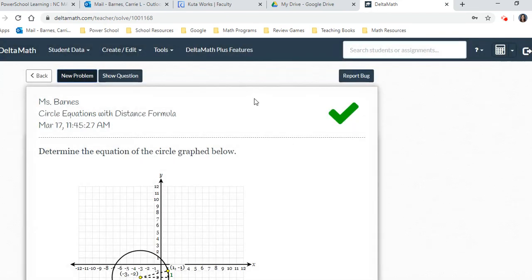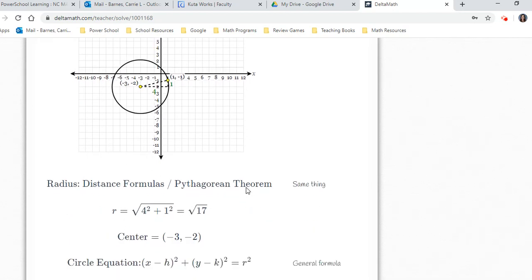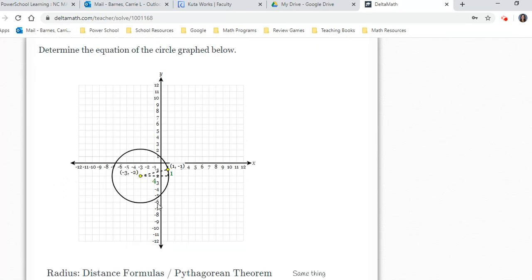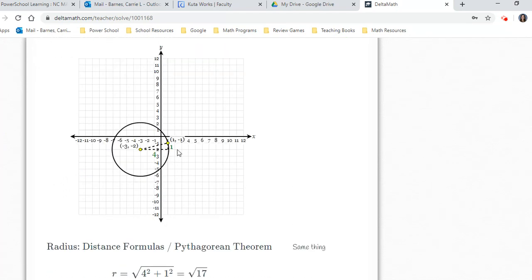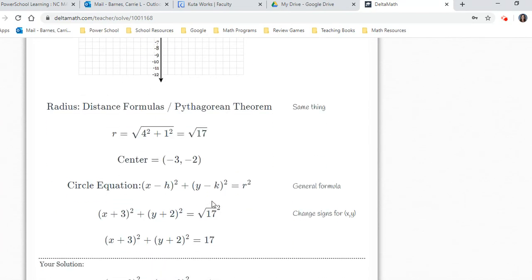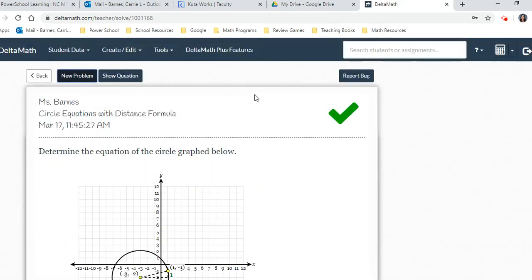Okay, and we got a nice green check mark. So this is the type of problems that you're going to be doing today. Hopefully you don't find them that challenging, and like I said, Delta Math will explain to you how we got the solution. So this is exactly what I did on the paper. It was over 4, up 1. So use the Pythagorean theorem, get the square root of 17, and then you get this formula. Okay, so Delta Math can really help you out with these things.